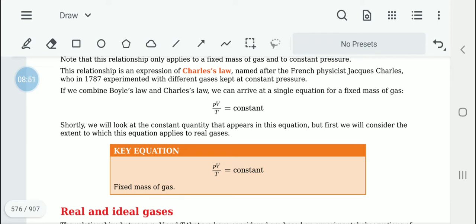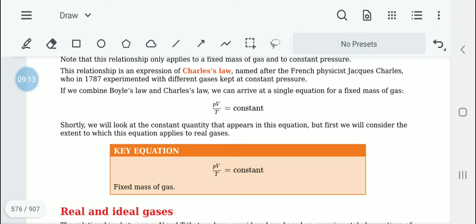So you know what these letters stand for, and you need to know the units as well. So P comes from the Boyle's law, pressure, volume upon T. T has to be in Kelvin, and that is also something that you need to remember.